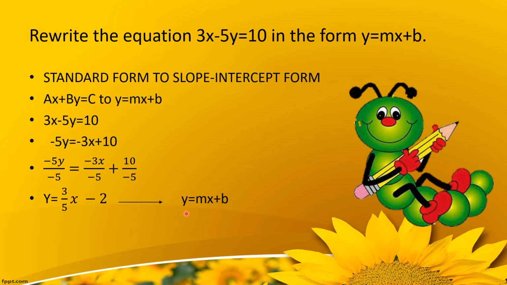It is already in the form of y equals mx plus b. So, what is our m? So, our m is 3 over 5 and our b is equal to negative 2.